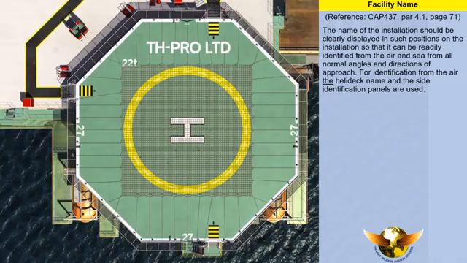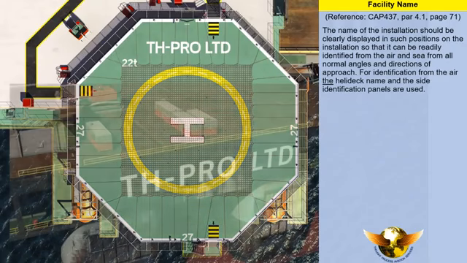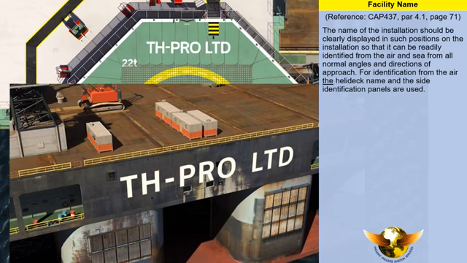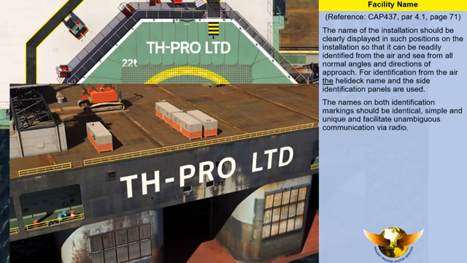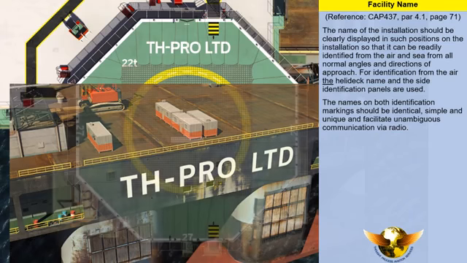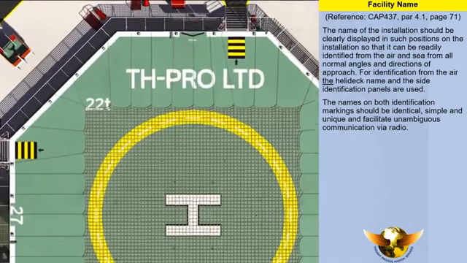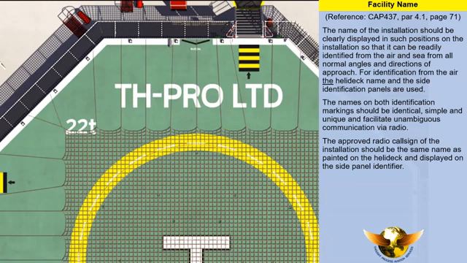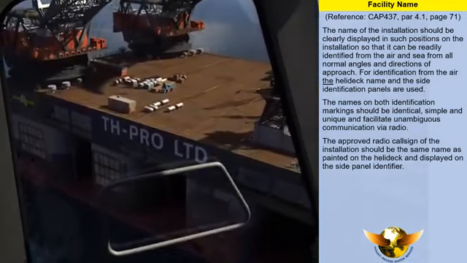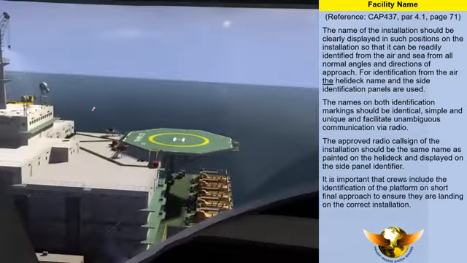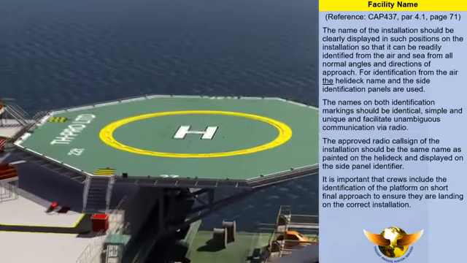For identification from the air, the helideck name and the side identification panels are used. The names on both identification markings should be identical, simple, and unique, and facilitate unambiguous communication via radio. The approved radio call sign of the installation should be the same name as painted on the helideck and displayed on the side panel identifier. It is important that crews include the identification of the platform on short final approach to ensure they are landing on the correct installation.